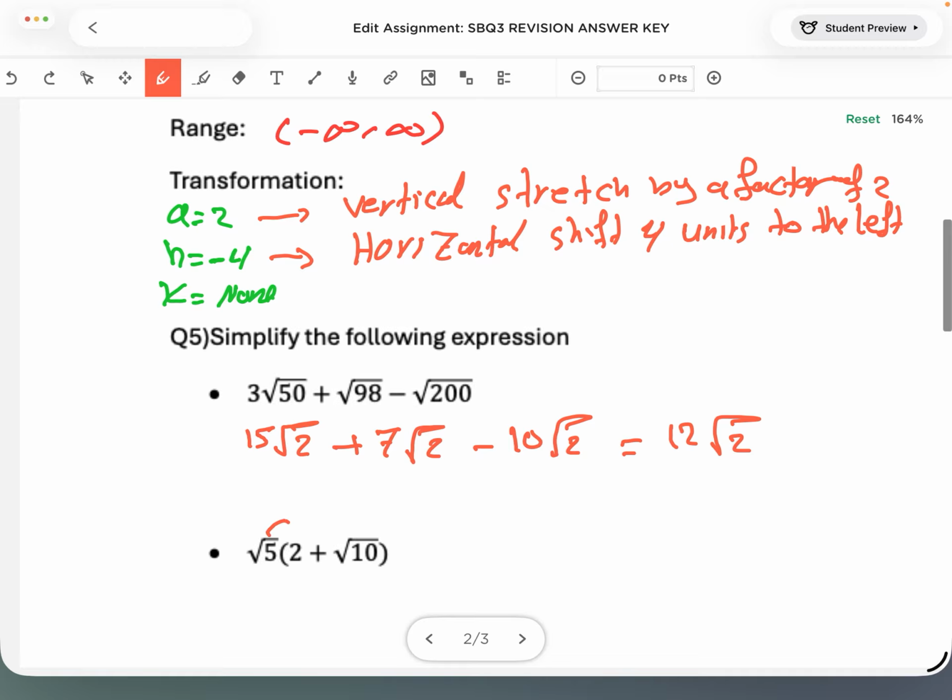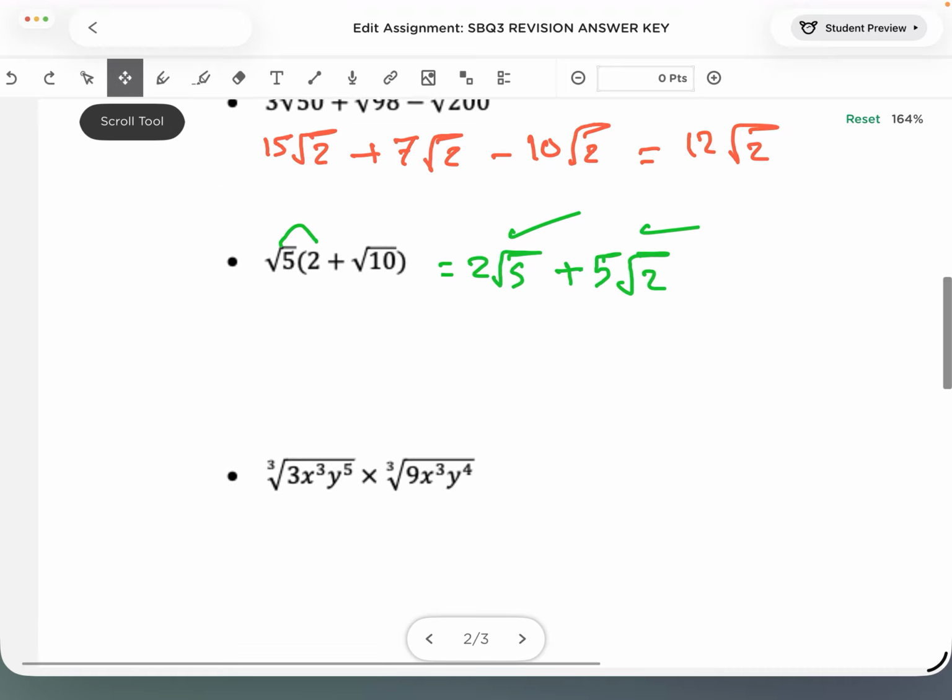Second one, we are multiplying, so I will distribute. Radical 5 times 2 will be 2 radical 5. Plus radical 5 times radical 10, it will be 5 radical 2. Can I add them together? No, because the radicals are different. Here I have radical 5 and here I have radical 2, so we are done.